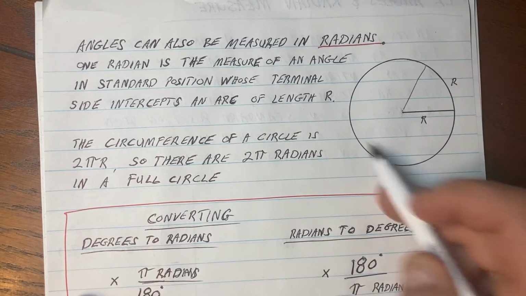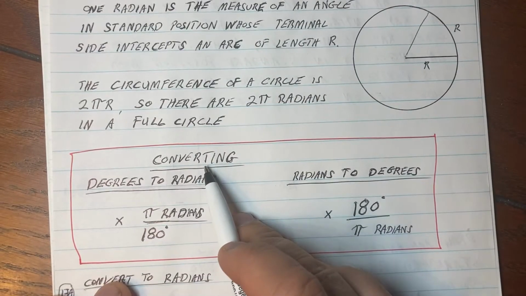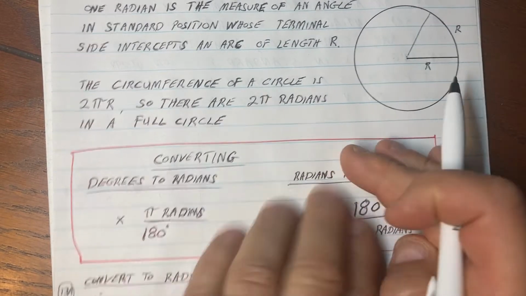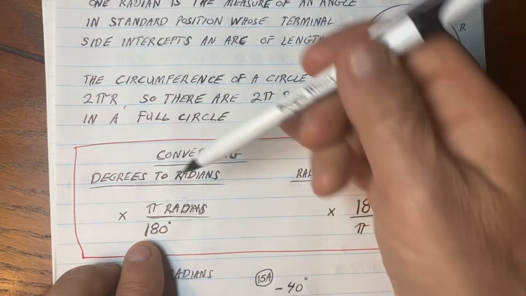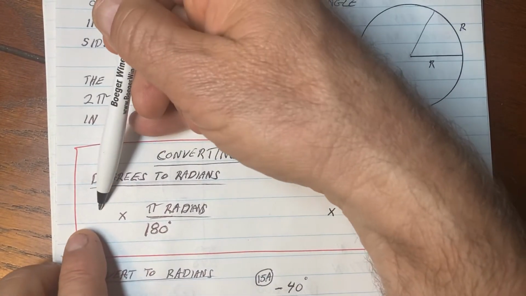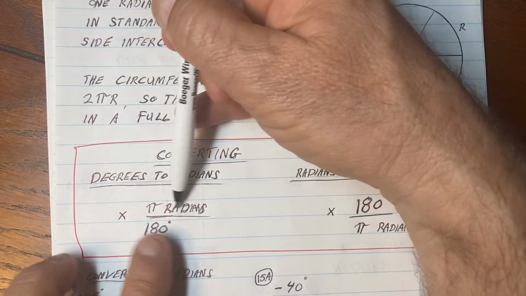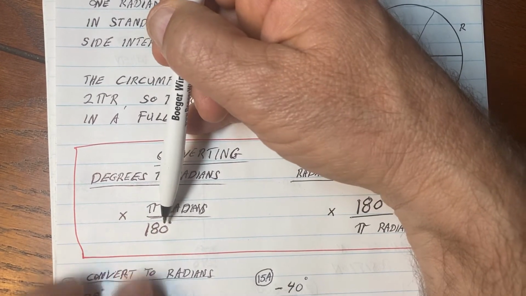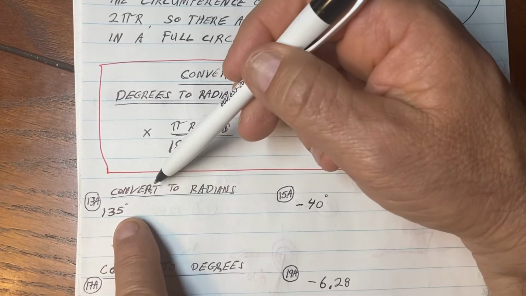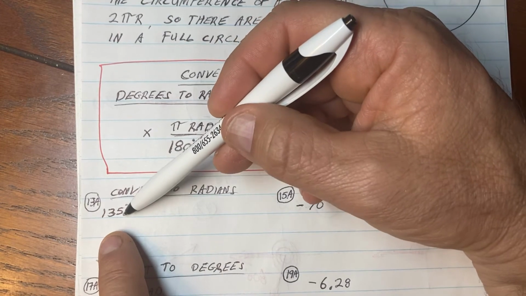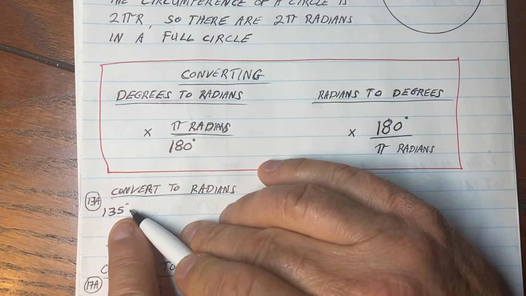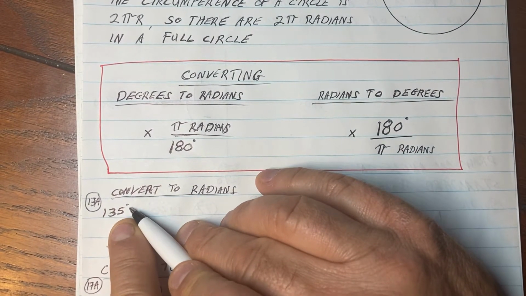So in a full circle, there are 2 pi radians. And now we have to learn how to convert from degrees to radians and radians to degrees. So converting degrees to radians, you take your degrees and you multiply it by pi radians over 180. So convert this to radians. It's 135. You know that's degrees because there's a degree symbol right there.